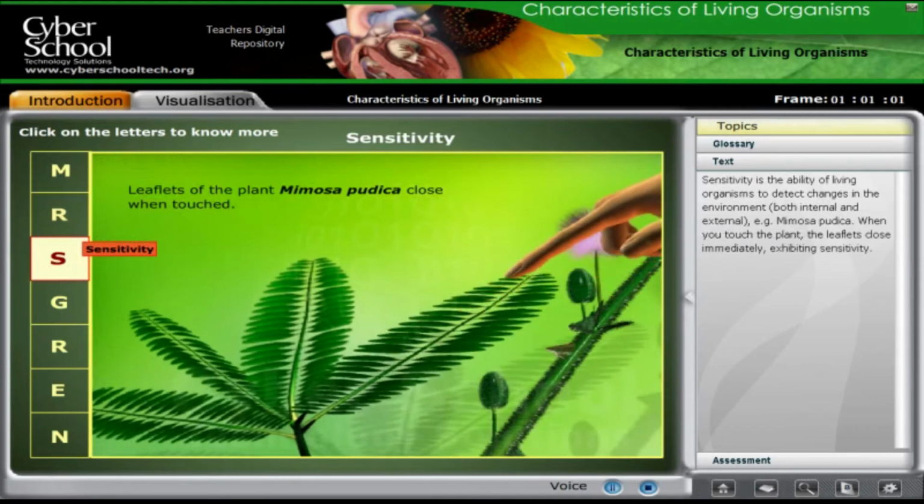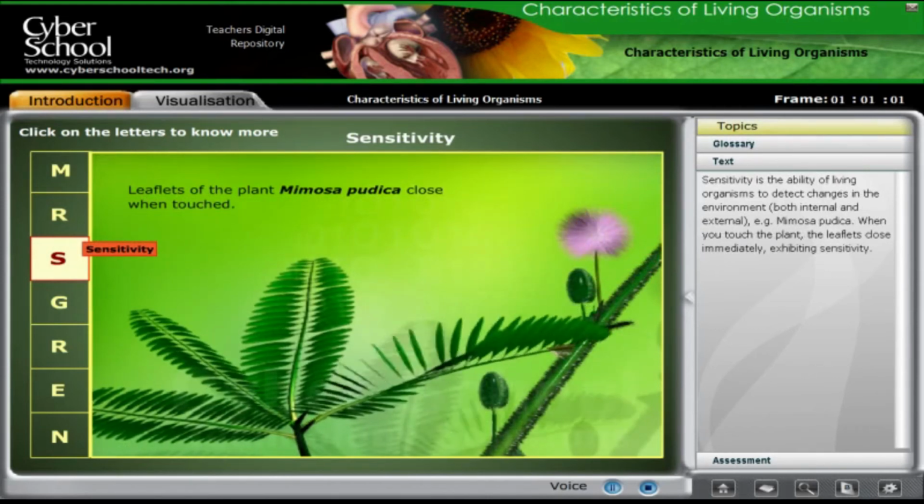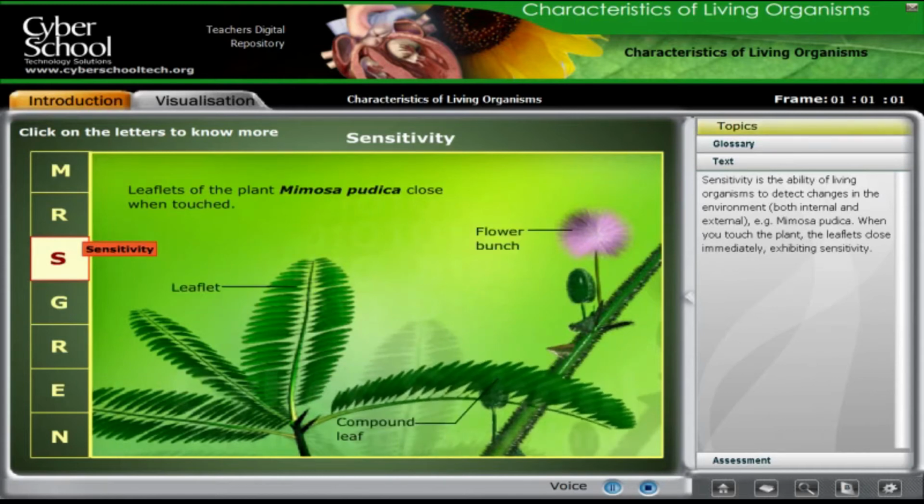Sensitivity is the ability of living organisms to detect changes in the environment, both internal and external. For example, Mimosa pudica. When we touch the plant, the leaflets close immediately, exhibiting sensitivity.